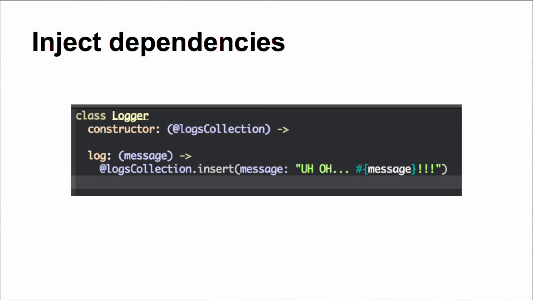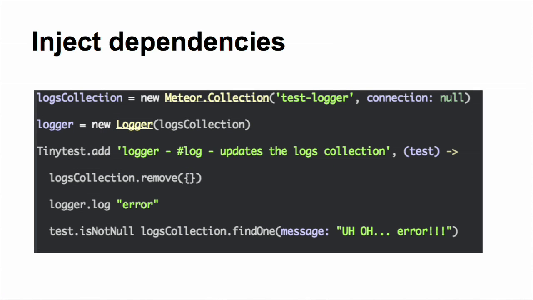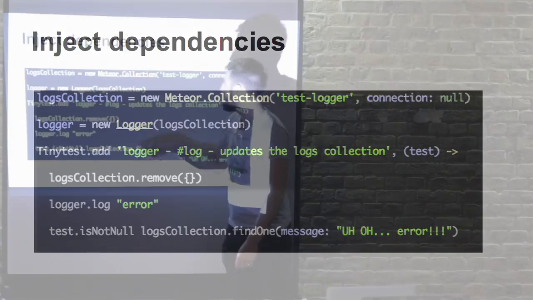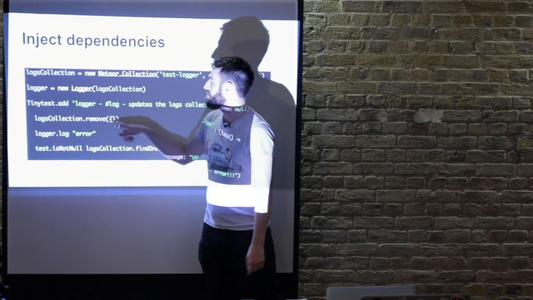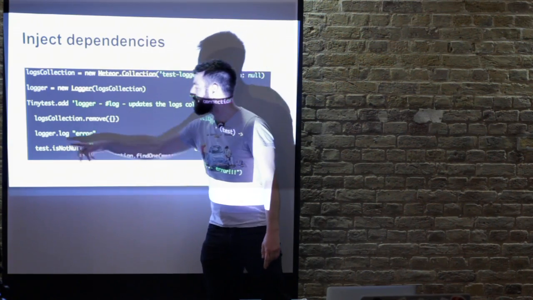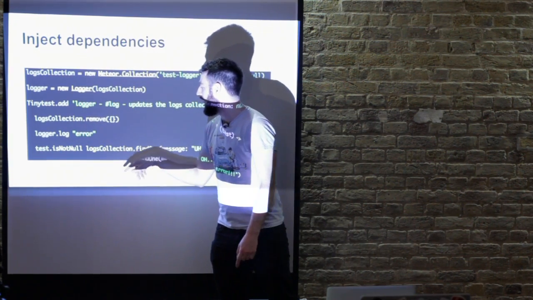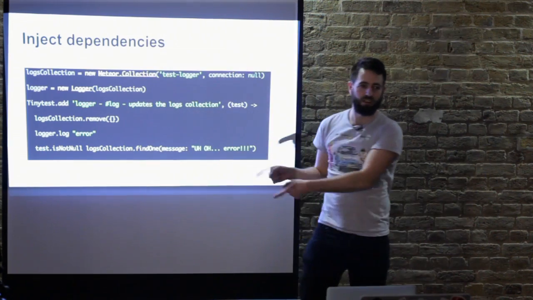So if we update the logger to take a collection, instead of writing to console, this logger just inserts the message into the logs collection. Then we can test it using a temporary collection, and we don't depend on anything outside the logger. We just pass in the collection when we instantiate the logger. So the way we test this is create a new logger, clean up the collection before we run the test, trigger the behavior, so log error, and then just check that the message went into the collection.